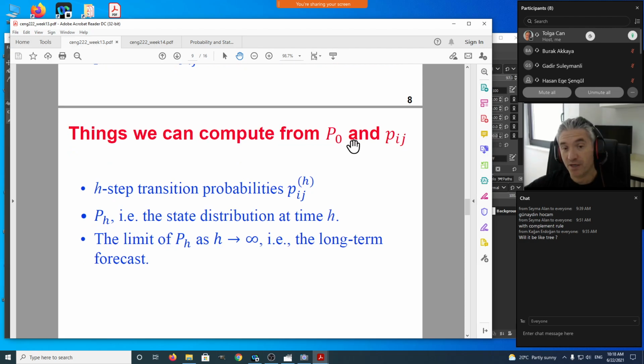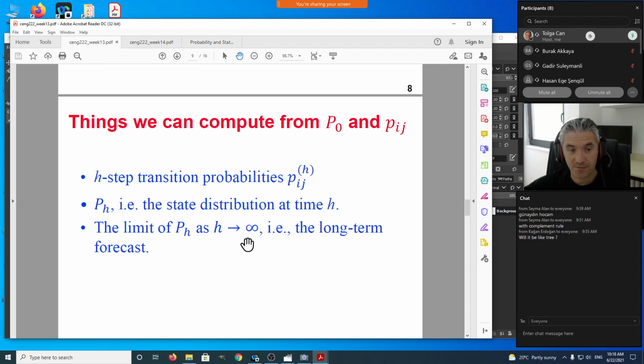So yeah, there are many things we can compute from these two things. And one thing we're going to see is something interesting. I mentioned this: we can compute the H-step transition probabilities, the probability to go from this state to this state in H steps, by taking the successive powers of this capital P matrix that shows these Pijs. We can also figure out what the state distribution is going to be at time H, given these two things.